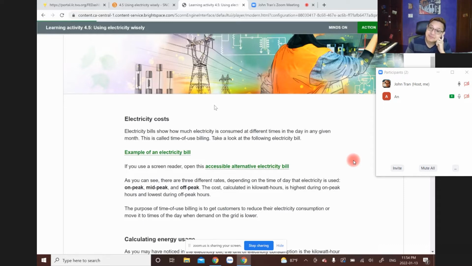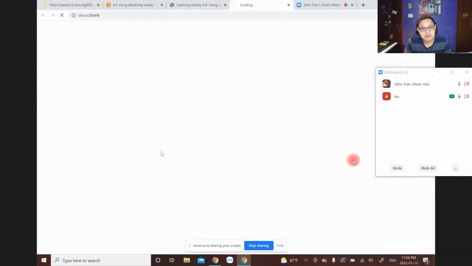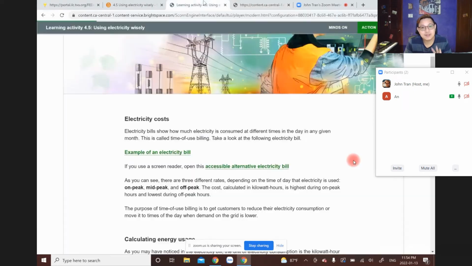Electricity costs, of course. Now, time to face the payment. The more you use, of course, the more electricity you have to pay. It's a given fact. Let's do some examples with an electricity bill.